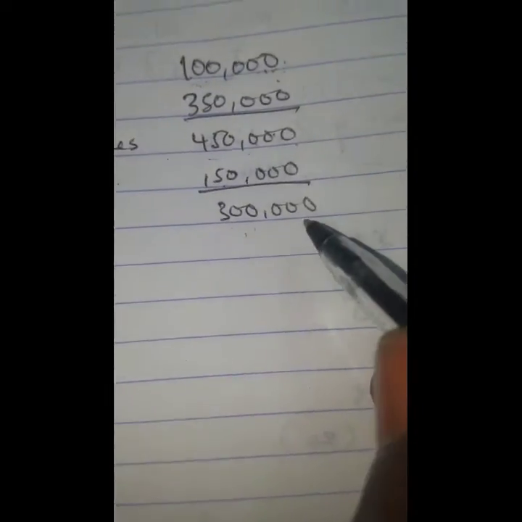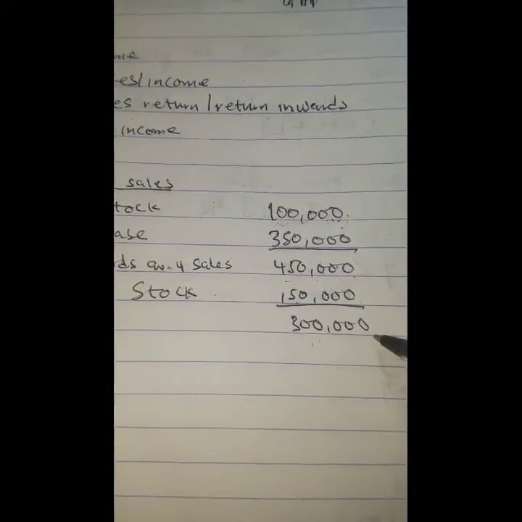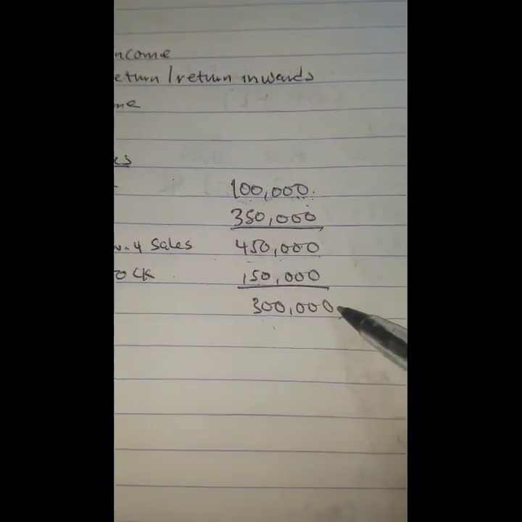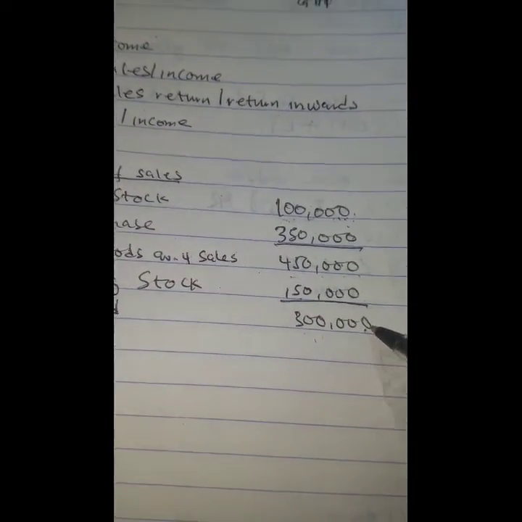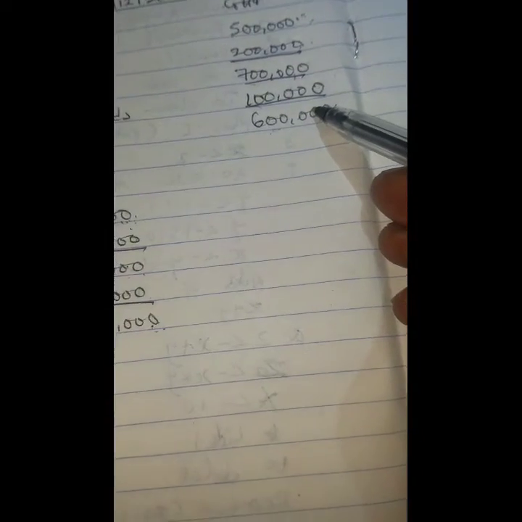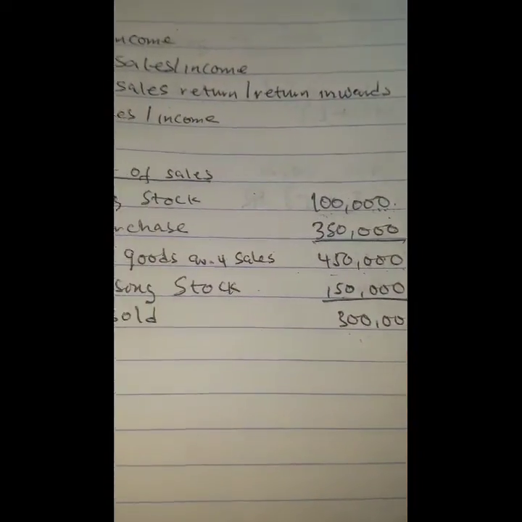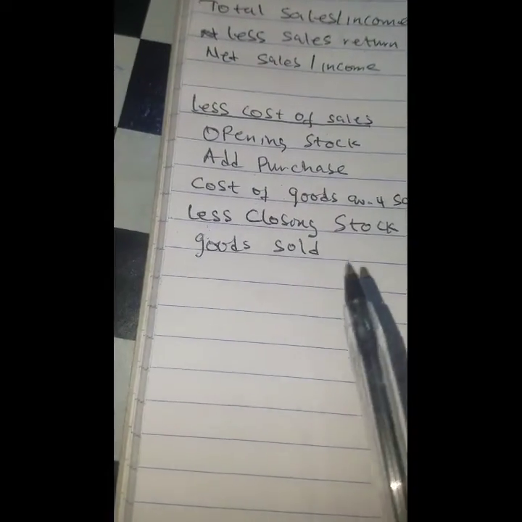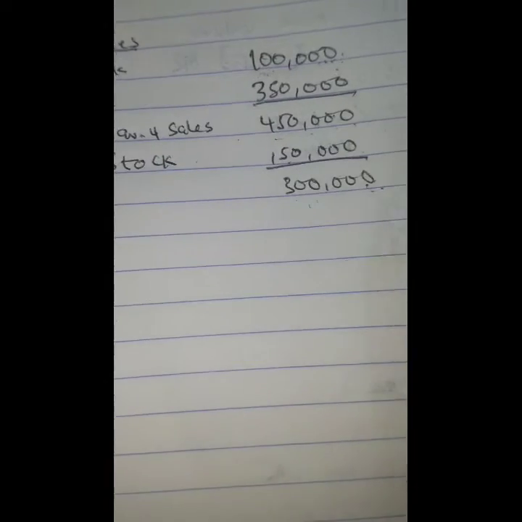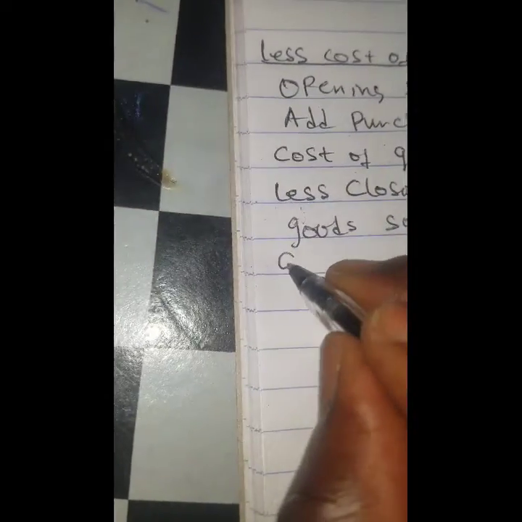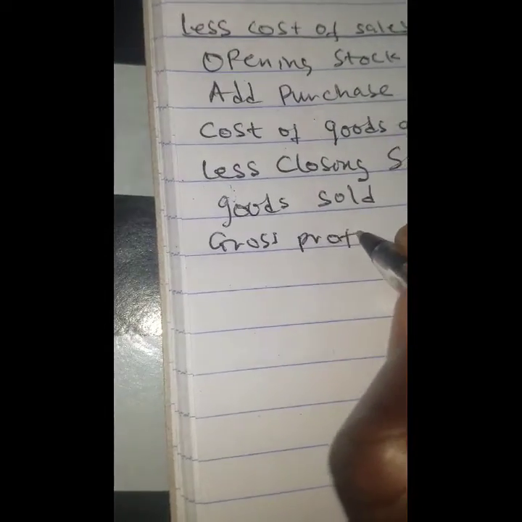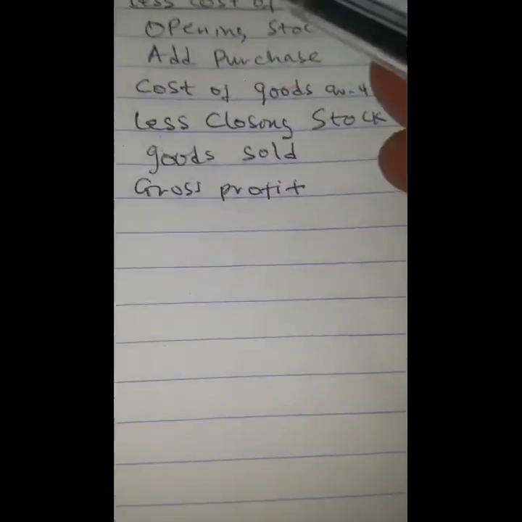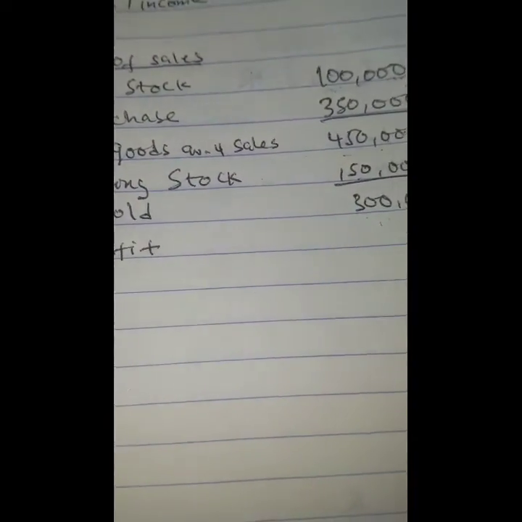When you deduct your goods sold, that is 300,000, from your net sales or your net income, the remaining balance here we call gross profit. So to arrive at gross profit, you less your cost of sales from your total sales or your net sales to get your gross profit.